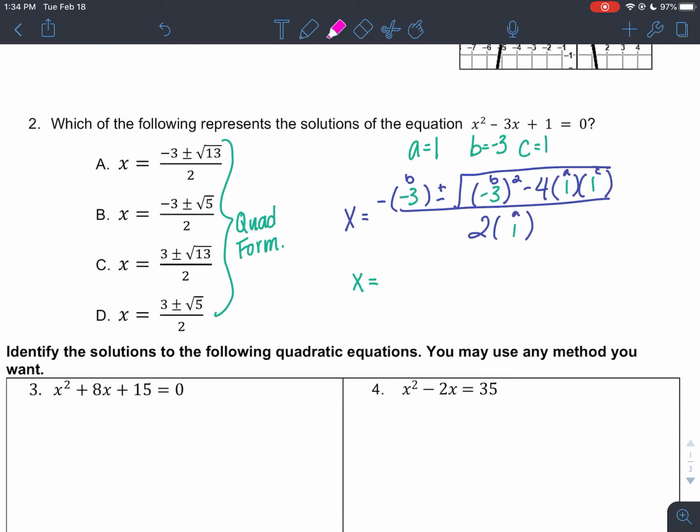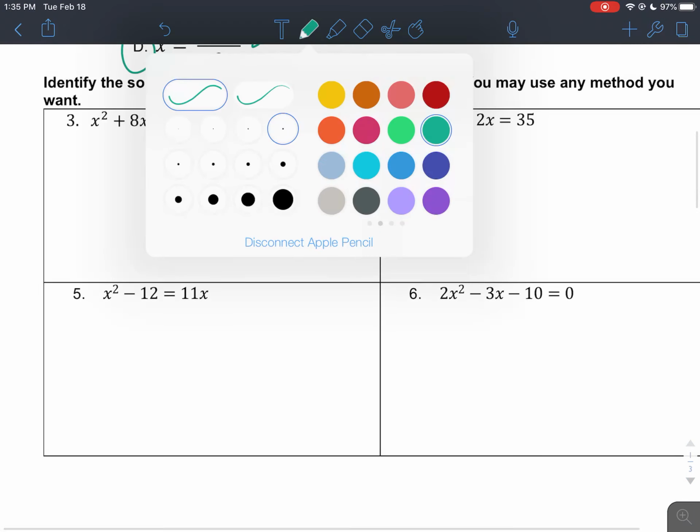When I solve it out, I know a negative times a negative should give me a positive, so this ends up being +3 in front. If I look at each of my answer choices, I can already eliminate a and b because they have -3 in front. From here, I would plug all of this into the calculator just like I see it, everything underneath the square root sign, including my parentheses, and I should get +5, and on the bottom 2 times 1 gives me a +2. So this one ends up being D.